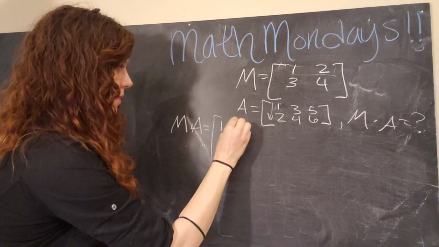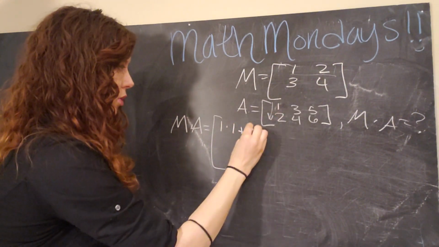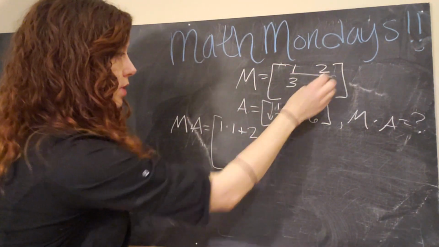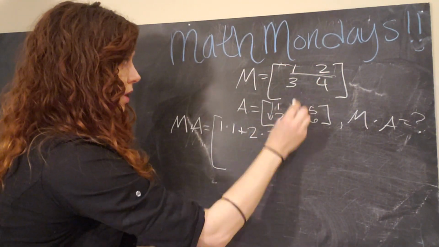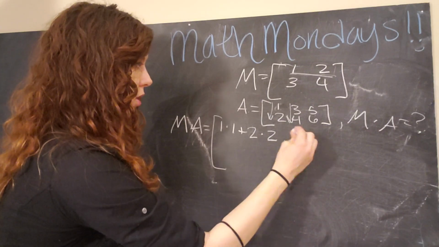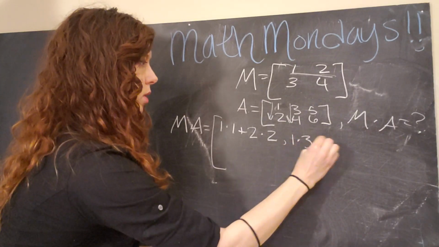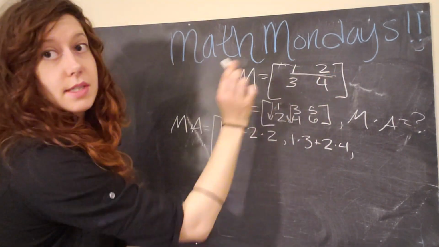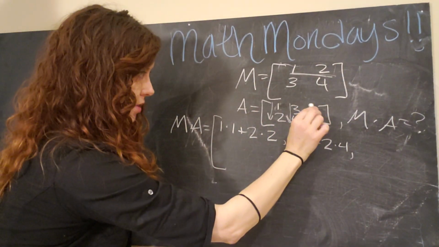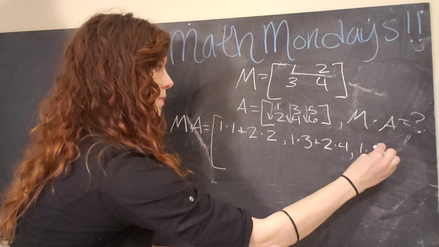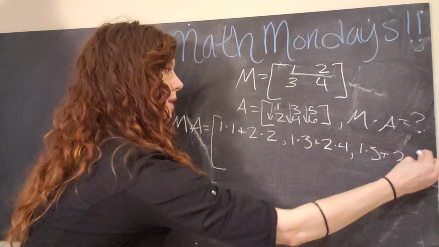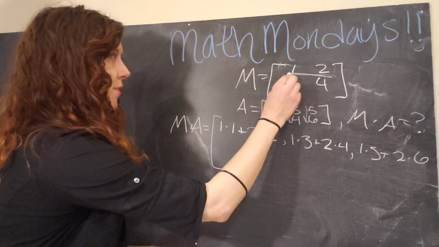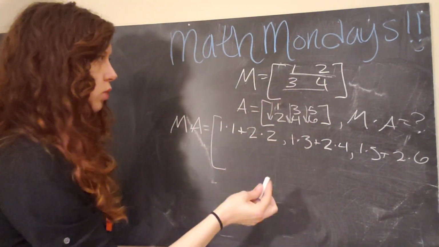1 times 1 plus 2 times 2. And now, since we have another column, we go on and do the same thing to the second column. So 1 times 3 plus 2 times 4. And then the same row with the last column. 1 times 5 plus 2 times 6. Look at that, our matrix is getting bigger. Ooh, okay. And now we do the second row.